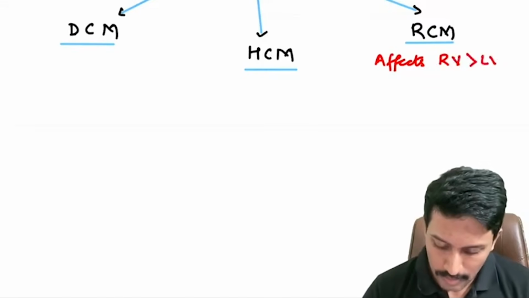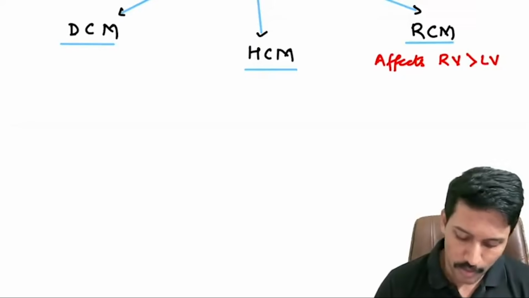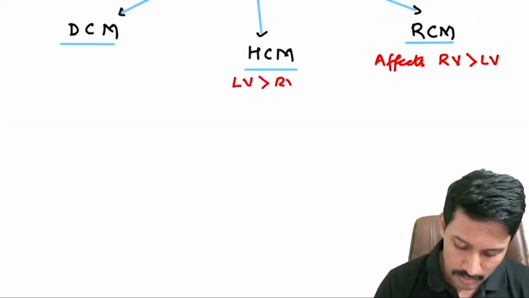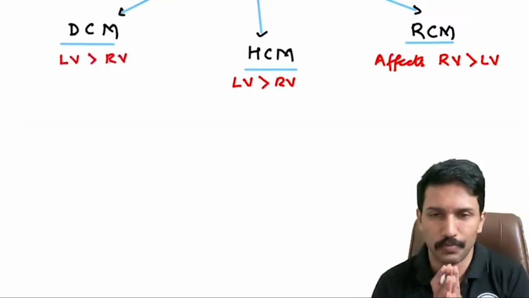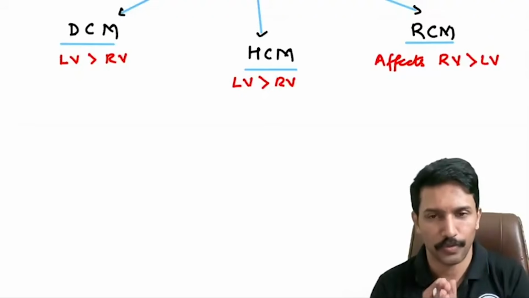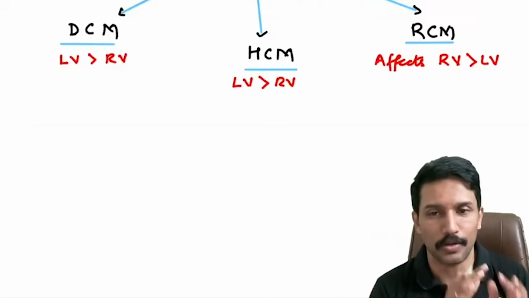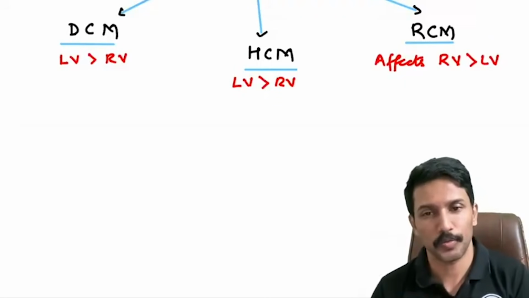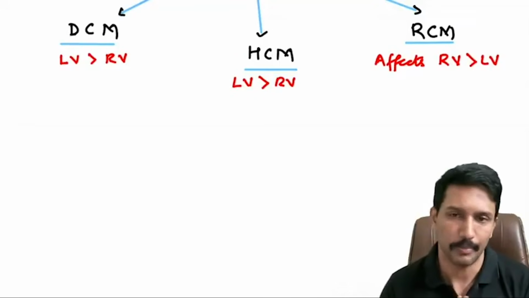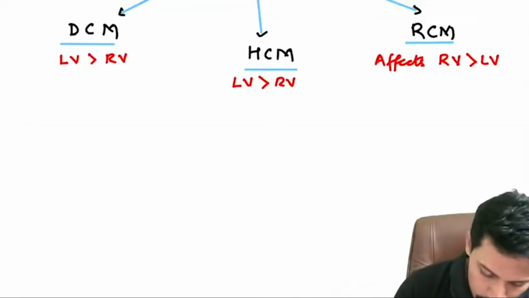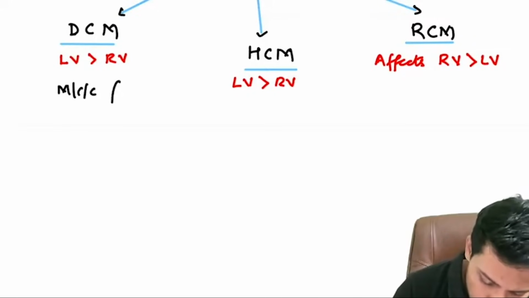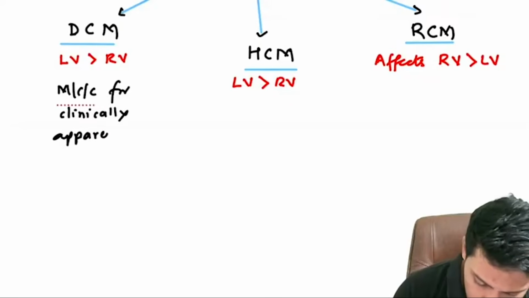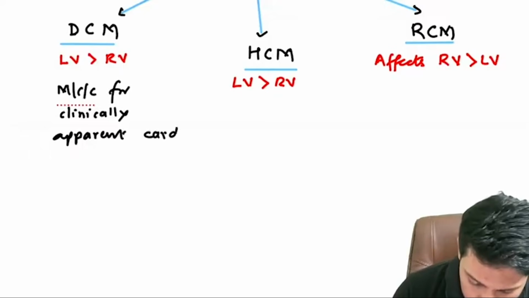right ventricle more than left ventricle. Hypertrophic cardiomyopathy affects left ventricle more than right ventricle. Dilated cardiomyopathy also affects left ventricle more than right ventricle. So you can think of it like this. The dilated and hypertrophic cardiomyopathies are diseases of left ventricular muscle, and restrictive cardiomyopathy is mainly a disease of right ventricular muscle. Okay, clear? So you can mention this as the most common cause for clinically apparent cardiomyopathy.